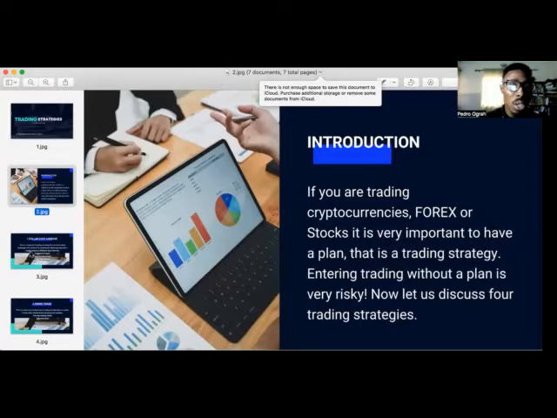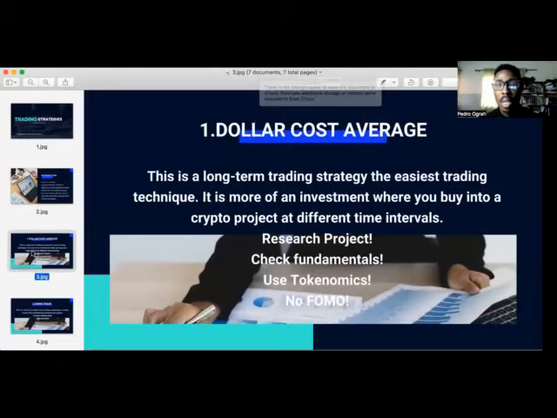So trading strategy number 1 we're going to consider is called the dollar cost average, DCA. Now, the dollar cost average is a kind of long-term trading technique. It is actually the easiest trading strategy. For the fact that you know how to buy and how to sell, then you can get involved in this type of strategy. So it is more like an investment, because it's long-term.